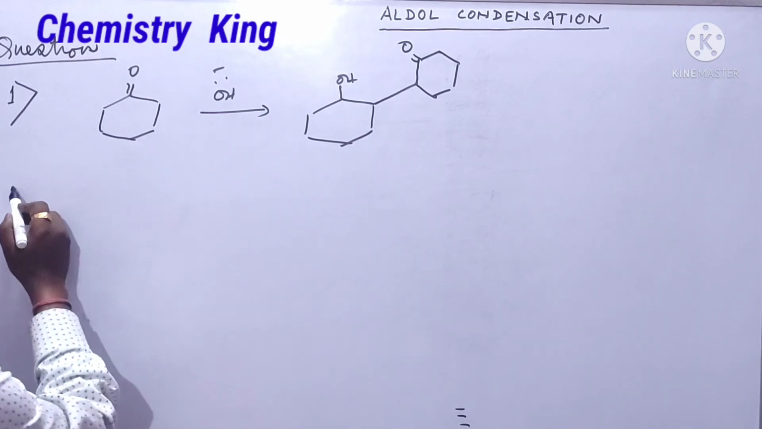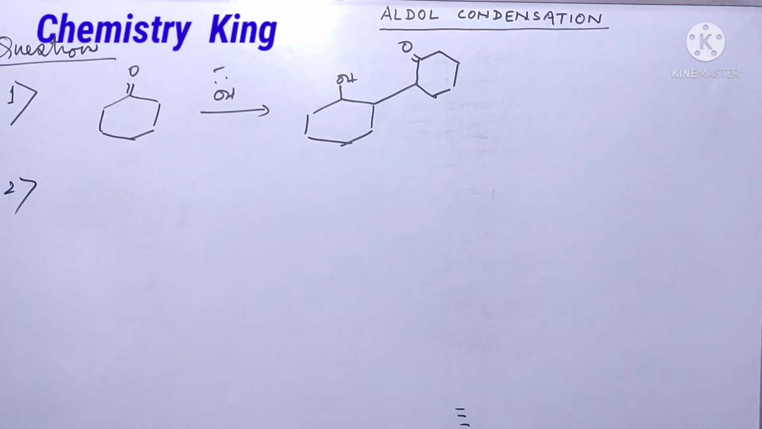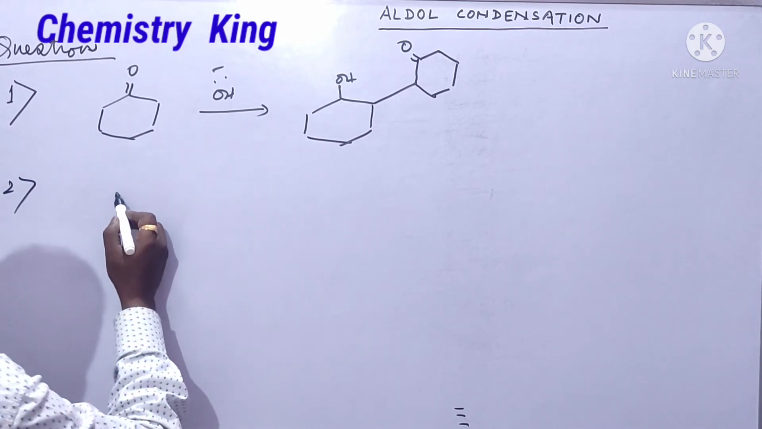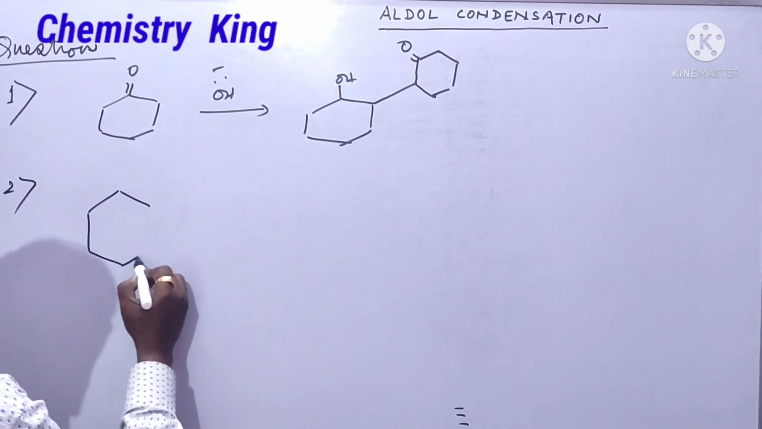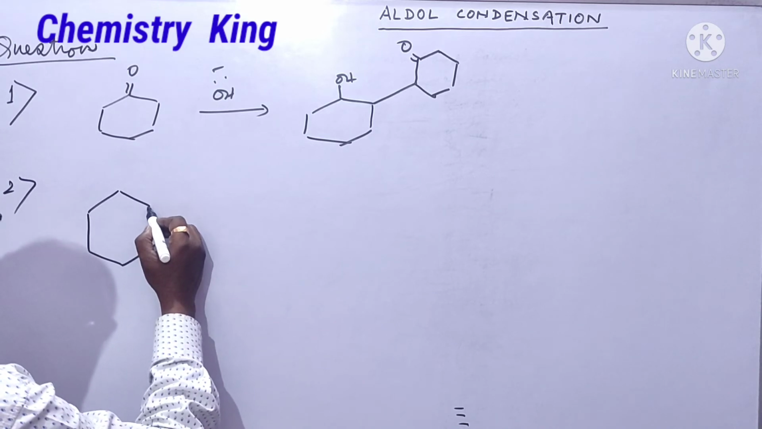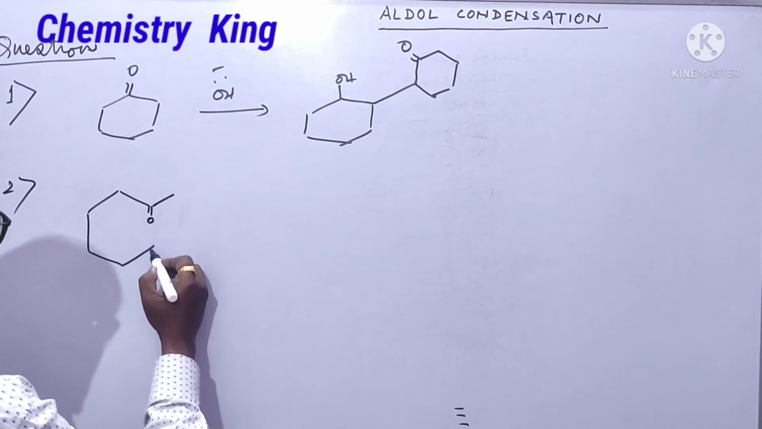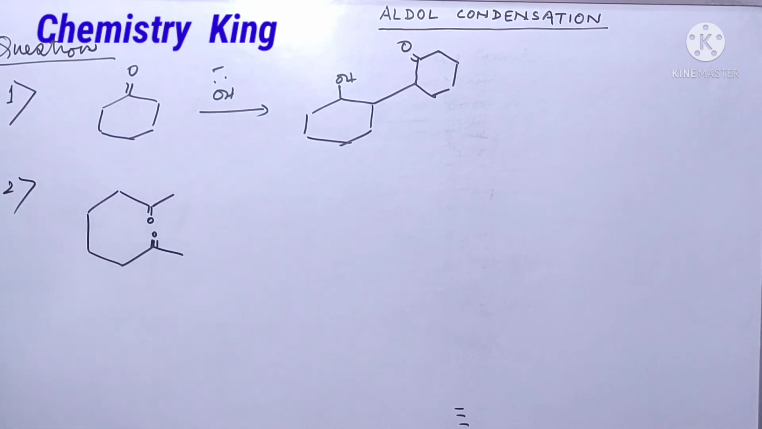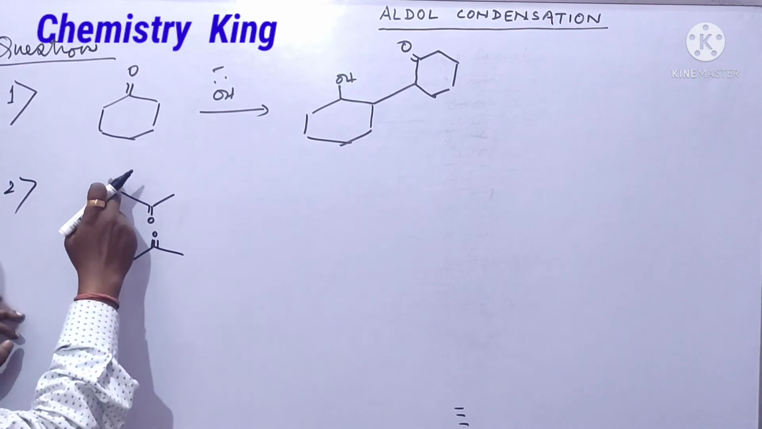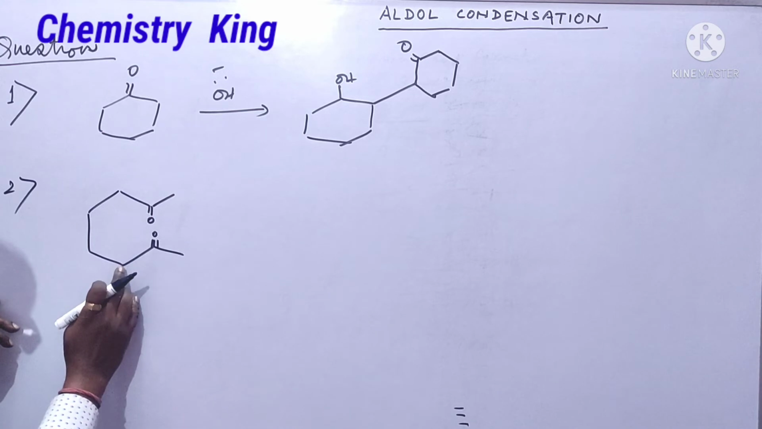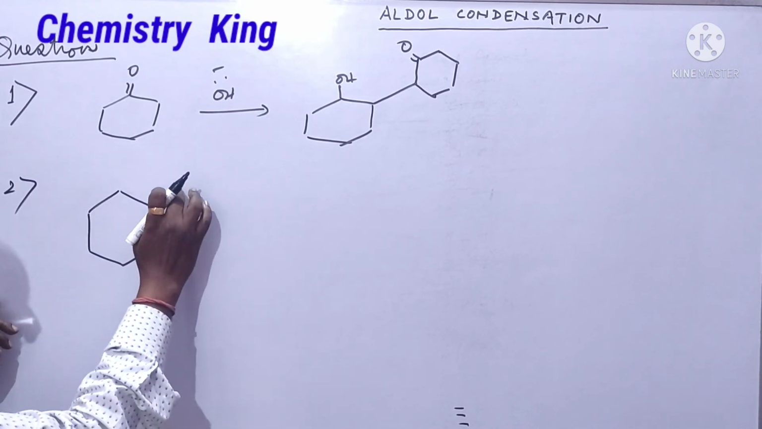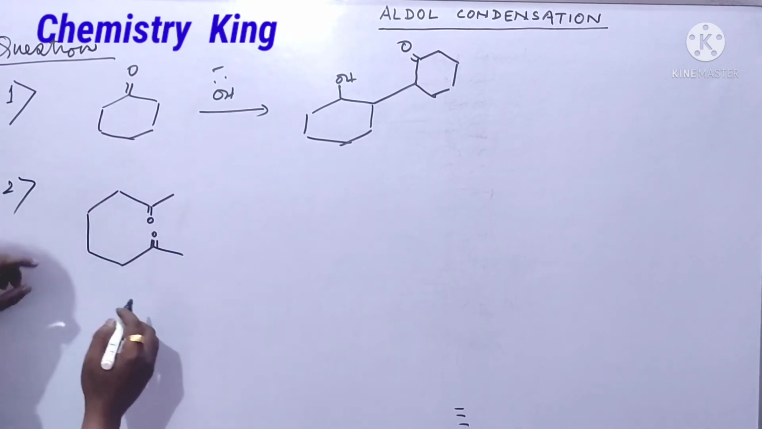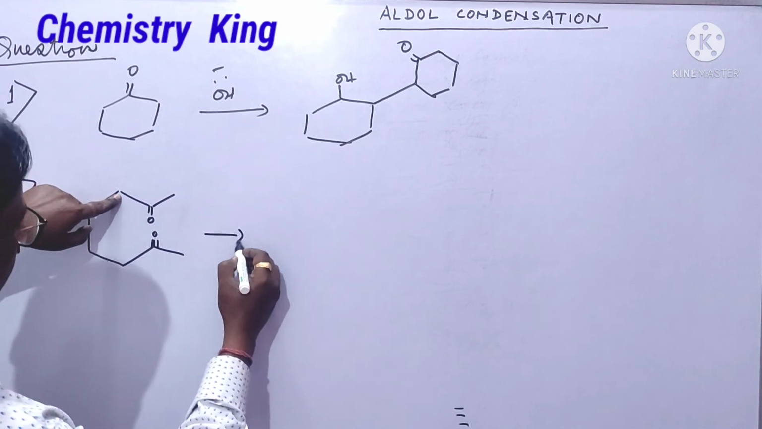Okay, now the second question is this. This double bond is here, double bond is here, double bond is here. Okay, now it is alpha carbon, it is alpha carbon. With respect to this, it is alpha, it is alpha. And negative charge will not be here. Negative charge will be here or here. So what will be the product?